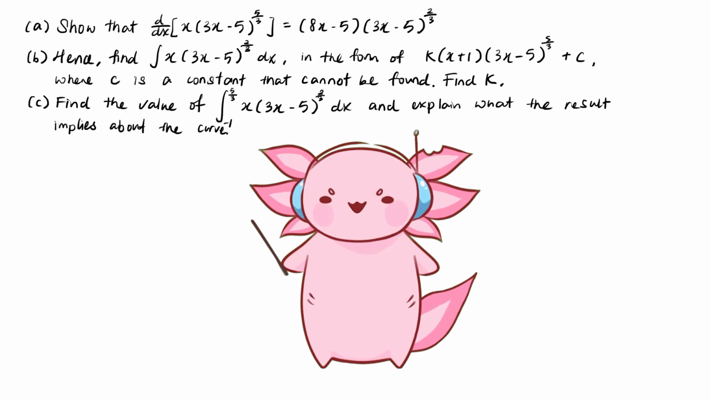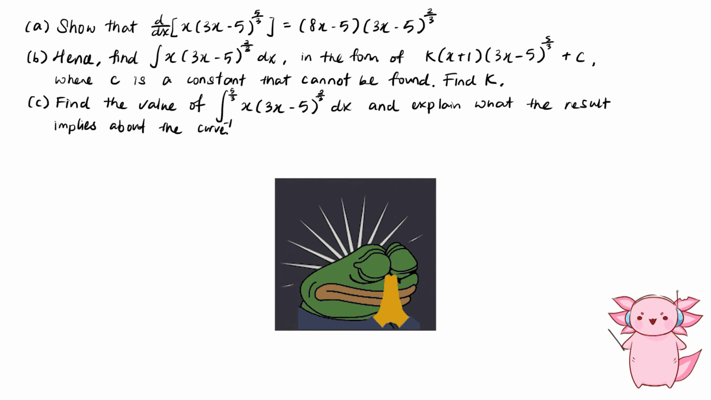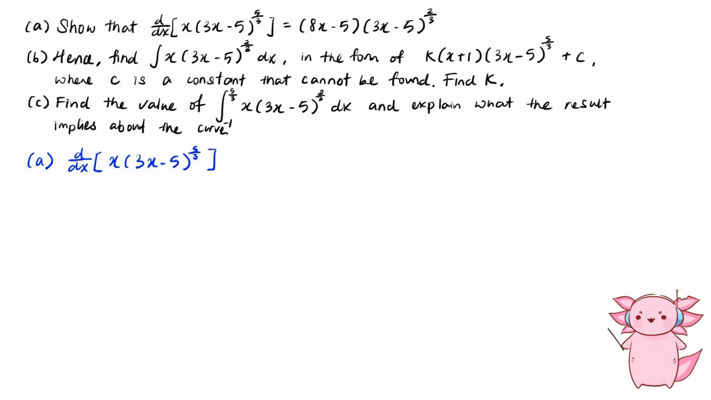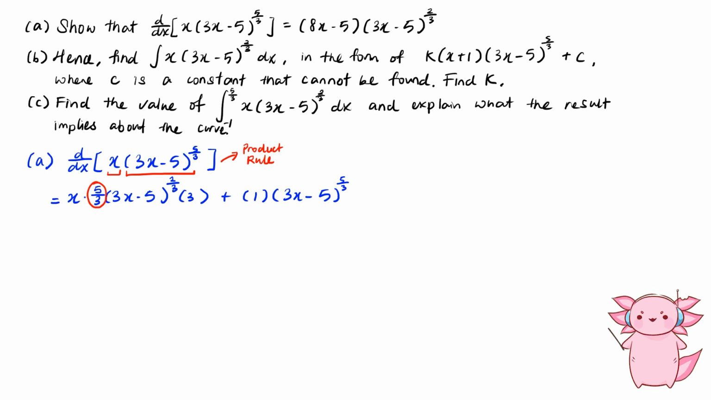Another question from 2020 paper 2. I really feel sorry for the students who sat for this year. Okay, for the first part, we need to differentiate this using the product rule, and remember that we gotta bring the power down, power minus 1, and multiply by the differentiated thingy on the inside.